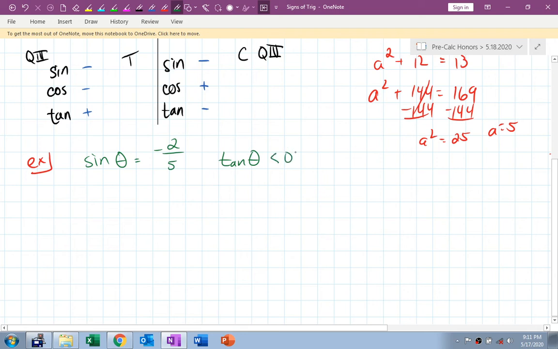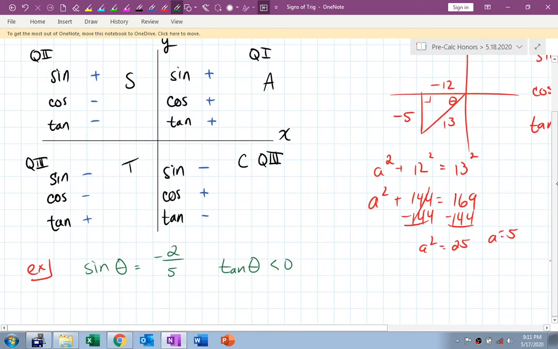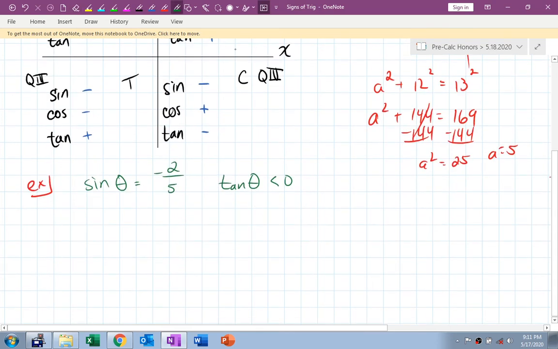So tangent is less than 0. Sine is negative, tangent's less than 0, that means tangent's negative as well. Sine and tangent, both negative. That's in the fourth quadrant. Okay. So I'm just going to jot that down to the side.